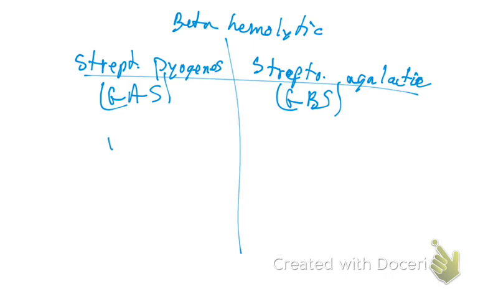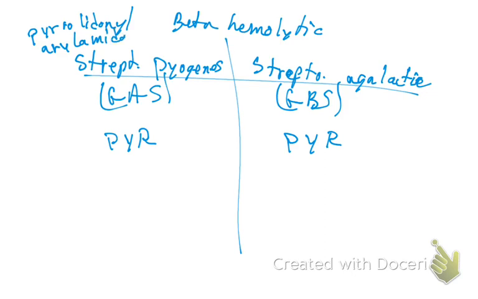So I'm going to do a PYR test on both. But what does PYR stand for? I'll let you know pretty fast. P stands for pyrrolidonyl, so pyrrolidonyl arylamidase. There we go. Arylamidase is an enzyme.